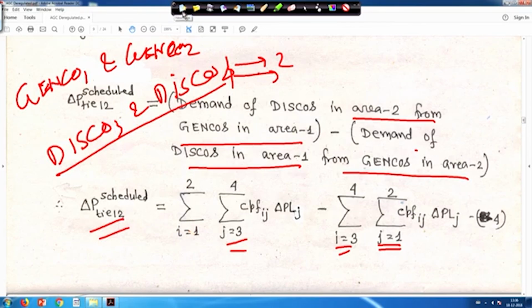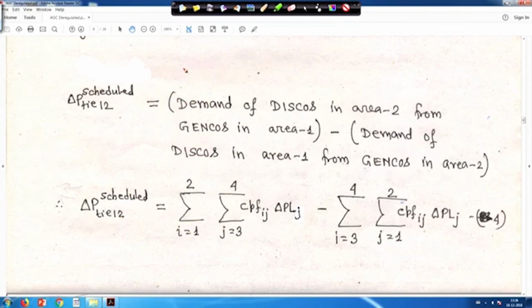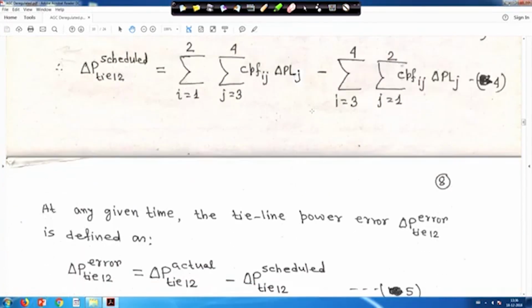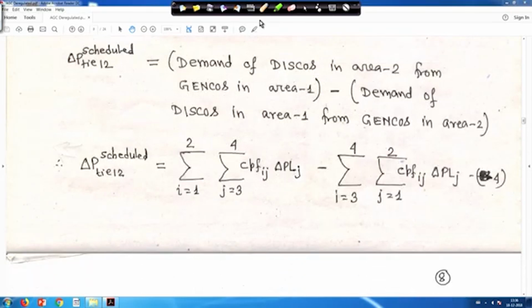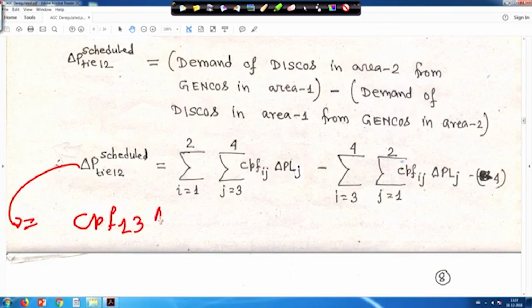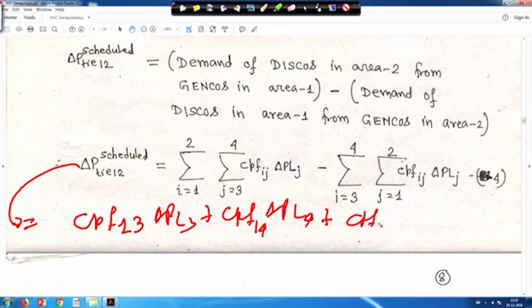Now, mathematically, if you expand this one, I am writing here that this is actually delta P tie 1 2 scheduled, right, is equal to, when i is equal to 1 and j is equal to 3 to 4, CPF 1 3 delta PL3, right, plus CPF 1 4 delta PL4, this is for i is equal to 1. Then plus, when i is equal to 2, CPF 2 3 delta PL3 plus CPF 2 4 delta PL4, right.